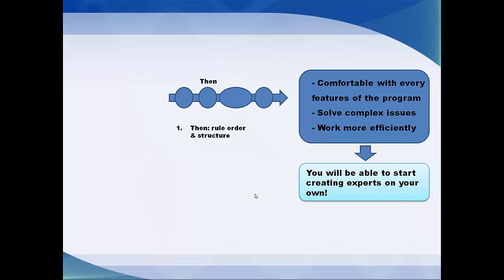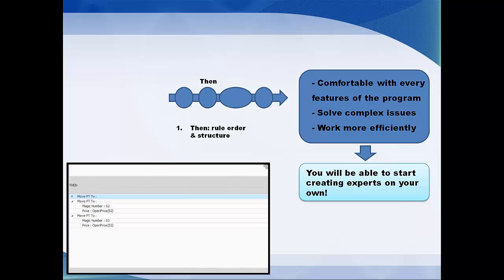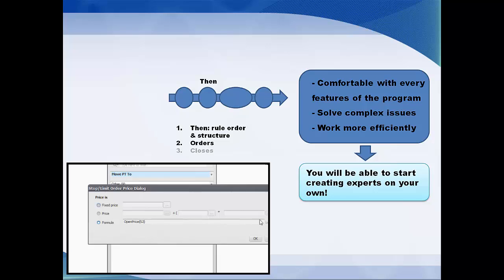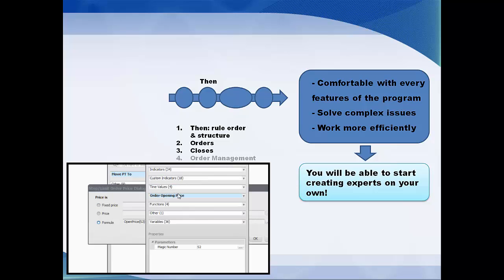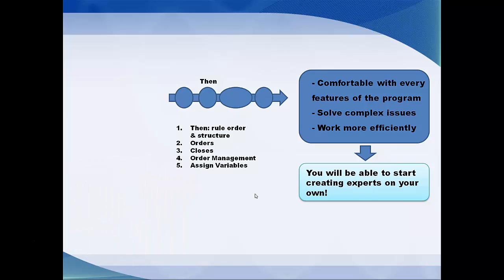First we will look at the rule order and the structure, how these are executed by the EAW Wizard. And after we will go through all of the features, first the orders and then the close options and some order management features you can find there. And last but not least, we will look at the assigned variable features, which is one of the most important features this program has. There are really many options and things you can do with this.